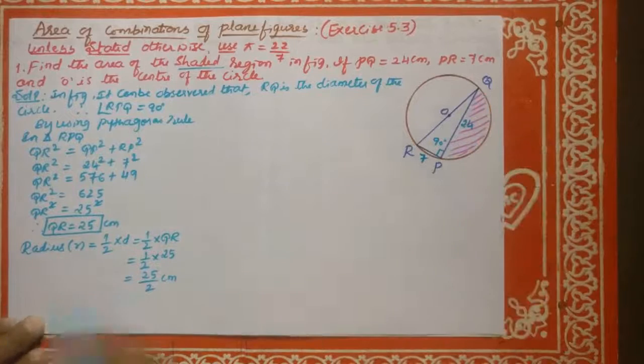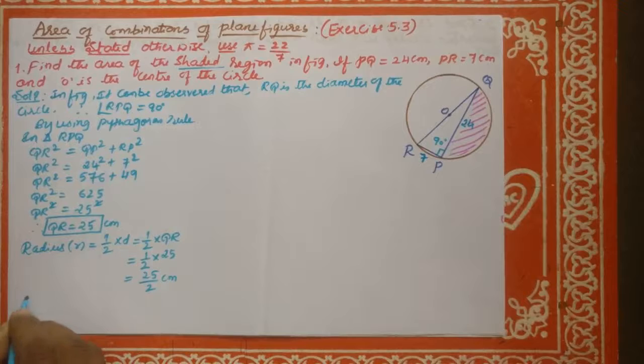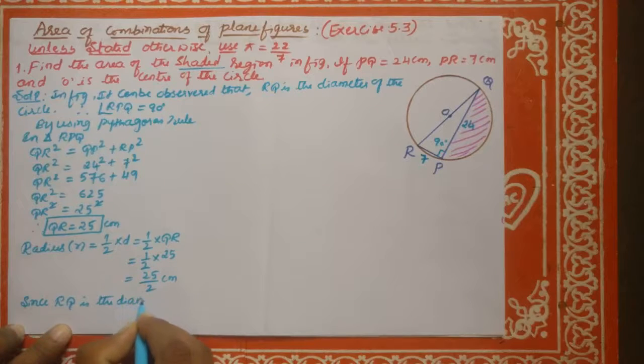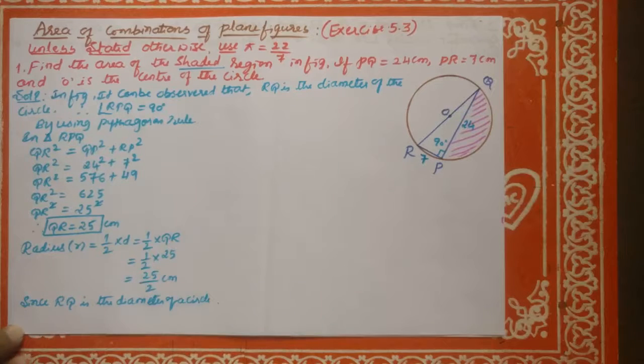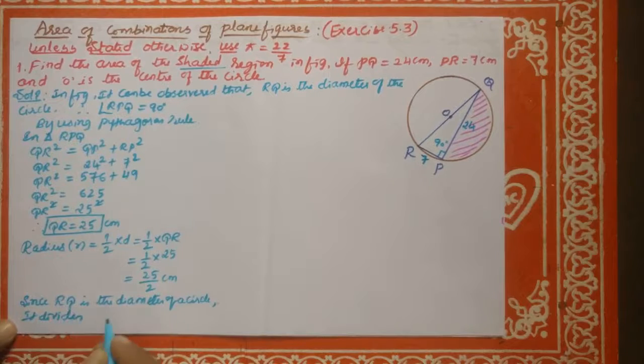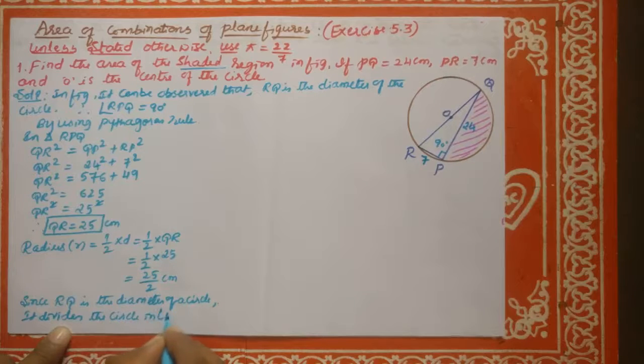One step I will write here. Since RQ is the diameter of a circle, it divides the circle into two equal parts. Each part is a semicircle.